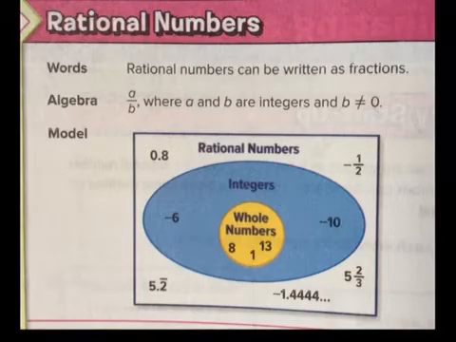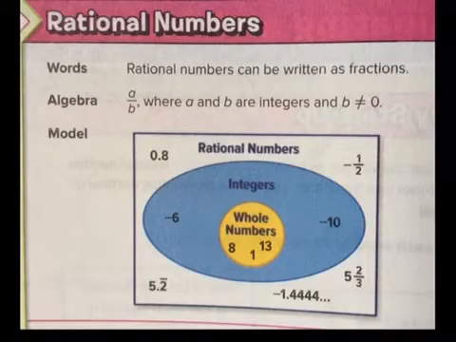A quick review of what rational numbers are. In words, rational numbers can be written as a fraction. We know that. In algebraic words, it's a/b, where a and b are integers. Integers meaning whole numbers, positive or negative. And b cannot equal 0. The bottom number, the denominator, cannot be 0, otherwise the entire value is undefined.